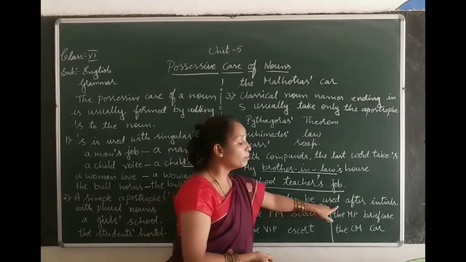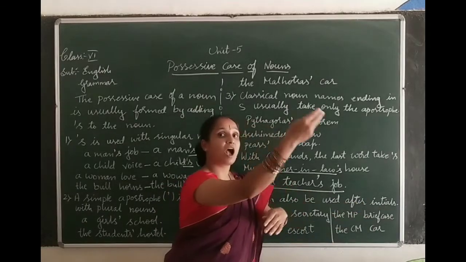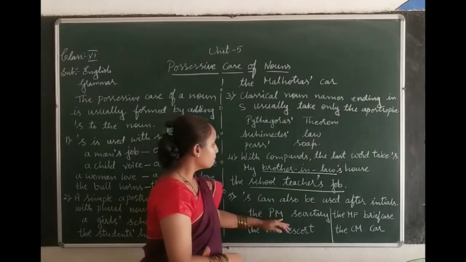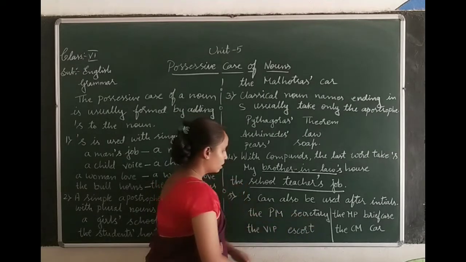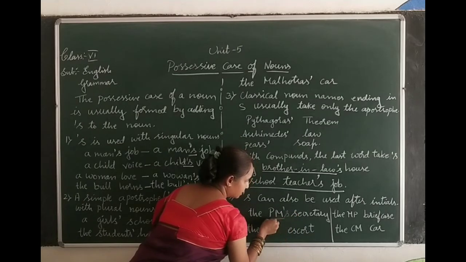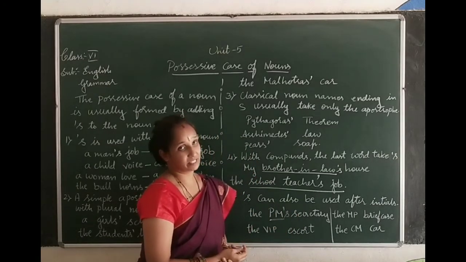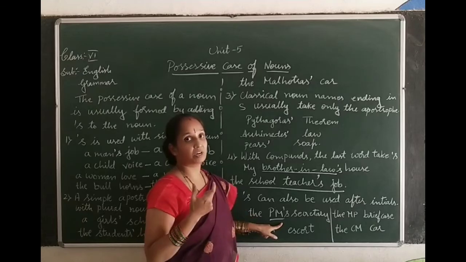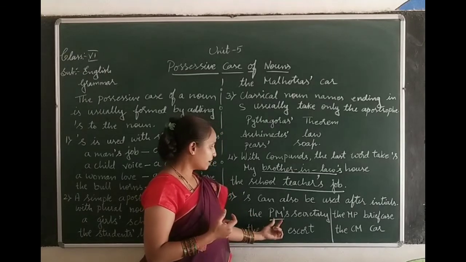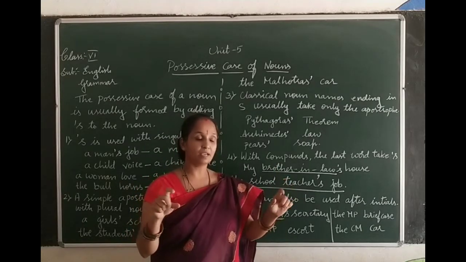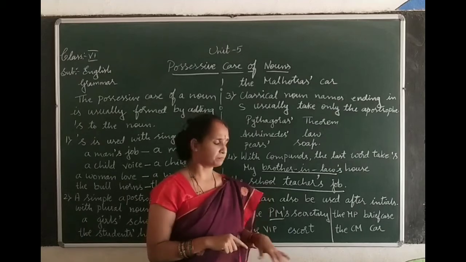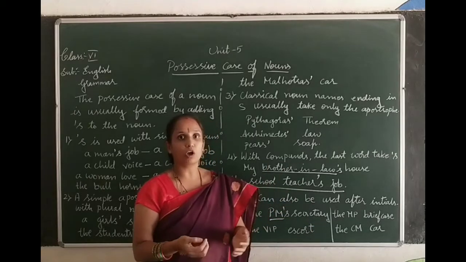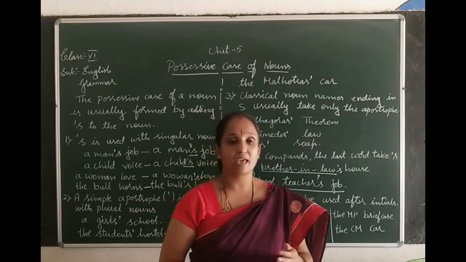Apostrophe s can also be used after initials. It means after the completion of the initials. Here are some examples. The PM's secretary. We can write like this. After the initials we have to use apostrophe s. PM is an initial or a short form. You have heard the word short form. When we expand it, PM is Prime Minister. The PM's secretary. Secretary, you know already, is nothing but a PA, personal assistant, helping in various cases.